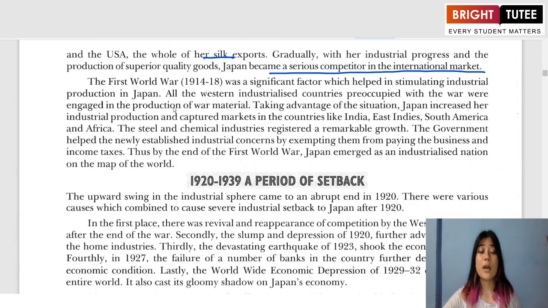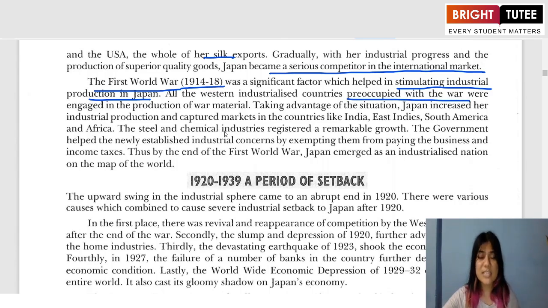Another event in history which caused the economic development of Japan was again the First World War. Another war. The First World War took place between 1914 and 1918. This also helped, just like the Russo-Japanese War, in stimulating industrial production in Japan. During the First World War, all the Western countries engaged in the war were preoccupied, busy fighting in the war.